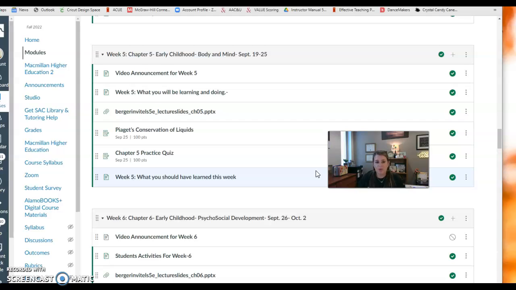This week we will cover chapter 5, which is moving us on to early childhood, and in this chapter we'll focus on the body-mind part of that developmental stage. So this week your Piaget experiment is due, so I'm really looking forward to seeing what you have done with that assignment. If you missed what I'm talking about, I did talk a little bit about it in last week's video, so if you go back and review last week's video, you'll have an introduction to it.